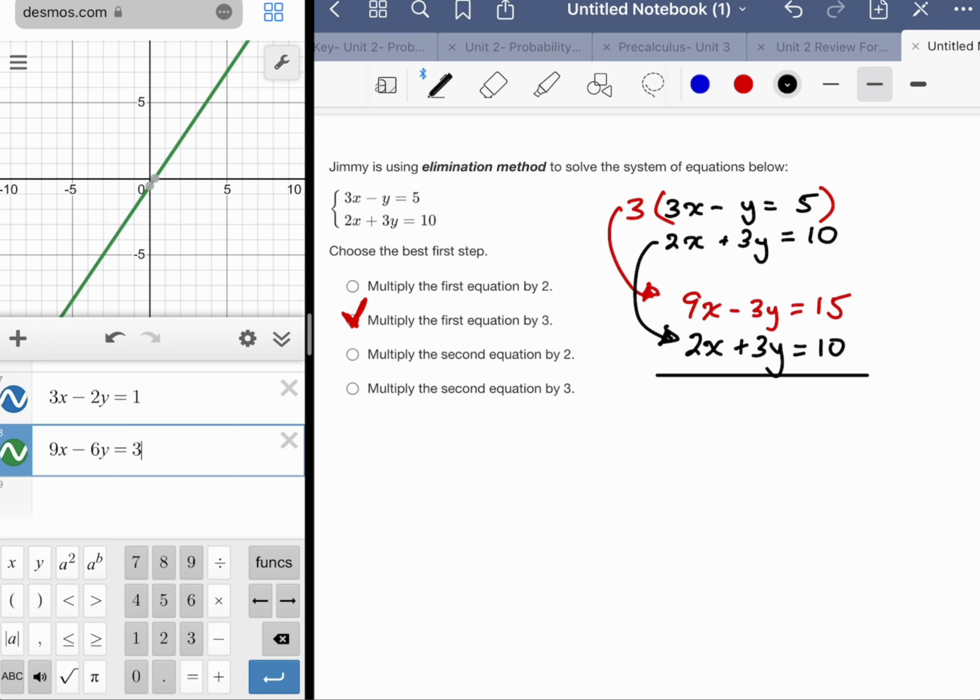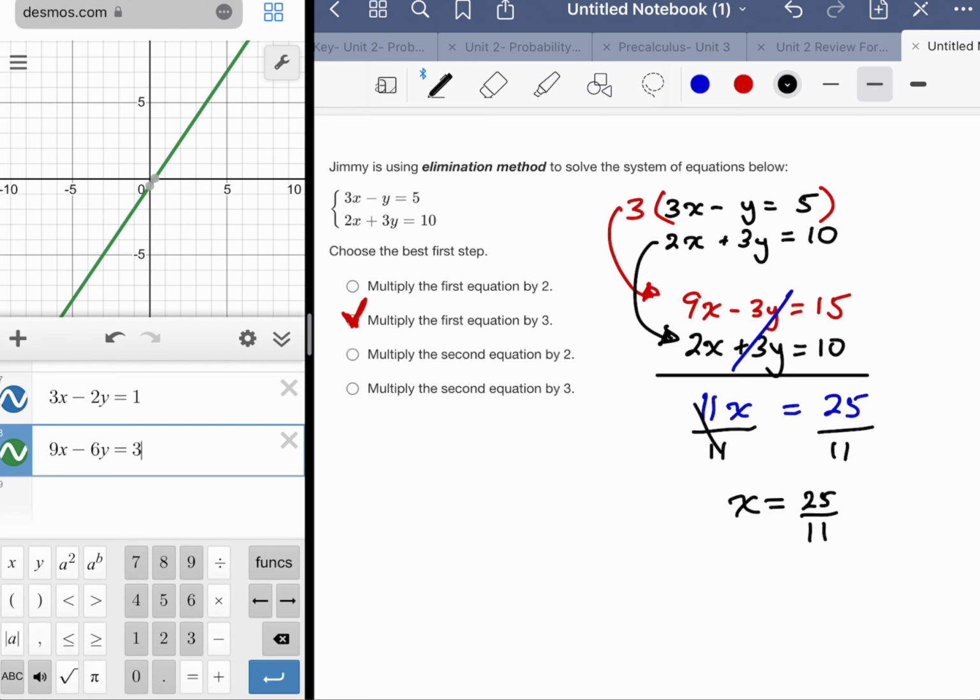Just astonishing. Boom. Cancel, cancel. We got 11x is equal to 25. I almost said 26. That would have been weird. So if we divide both sides by 11, we get x is equal to 25 over 11. It's not a fun answer, but it's a value for x. And again, that's not what they're asking for. I mean, it's multiple choice. They were only asking us for that one piece of information, but we're giving them everything.